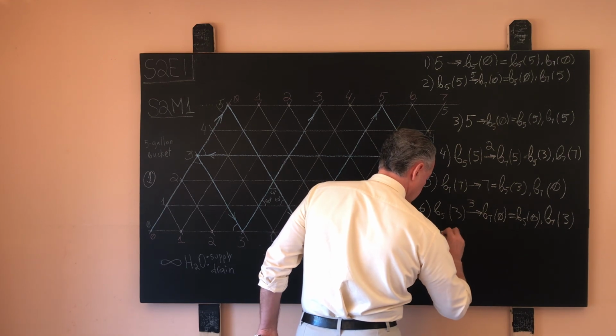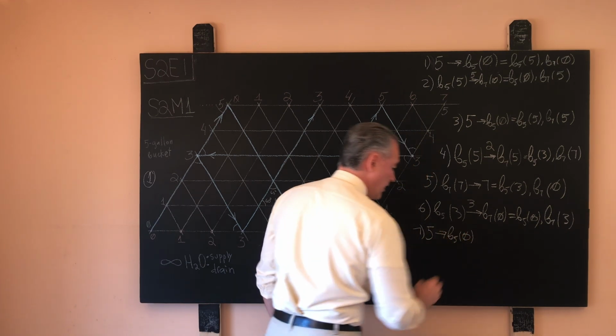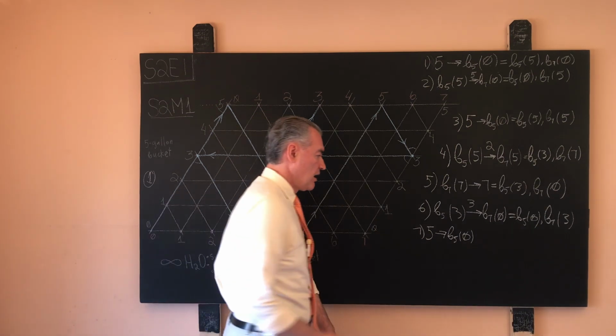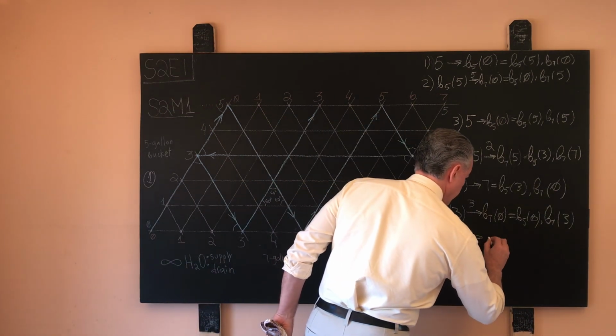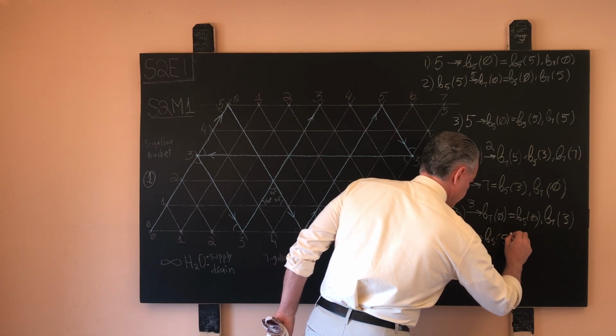5 gallons of water from the infinite supply of water is added to the 5-gallon bucket that right now had 0 gallons of water. And the result of that maneuver is what? The 5-gallon bucket now has 5 gallons of water.